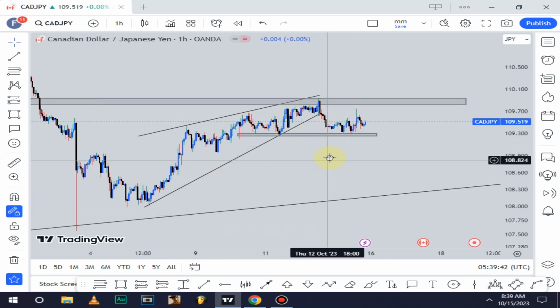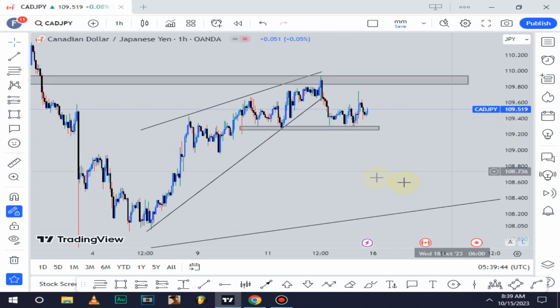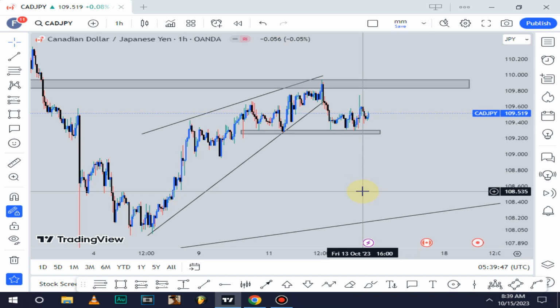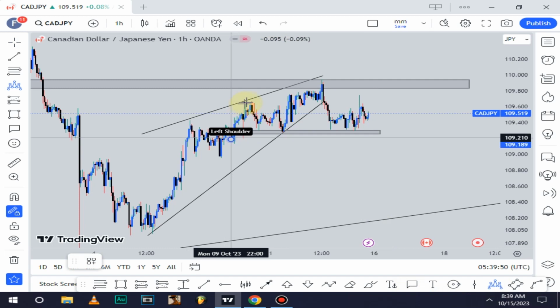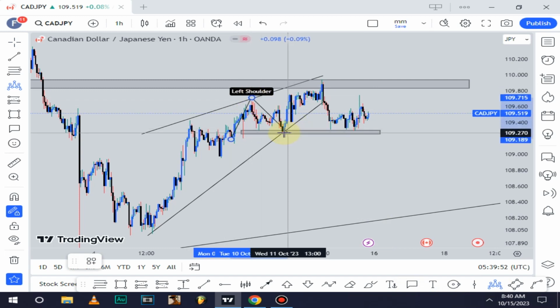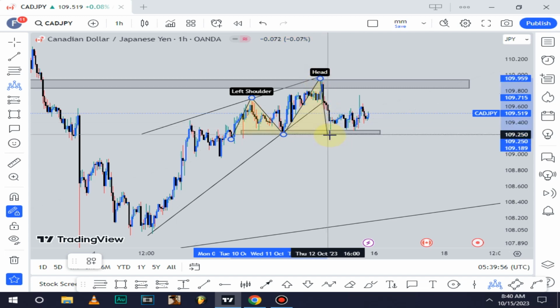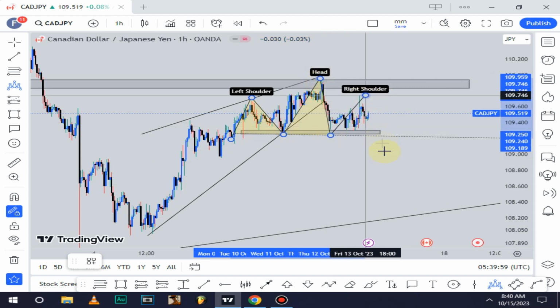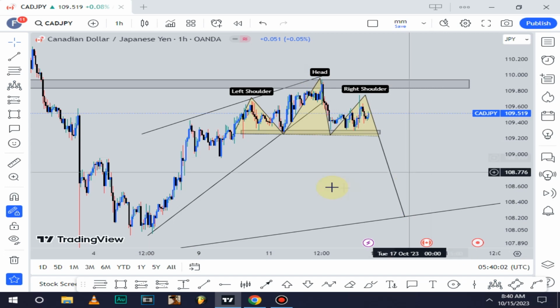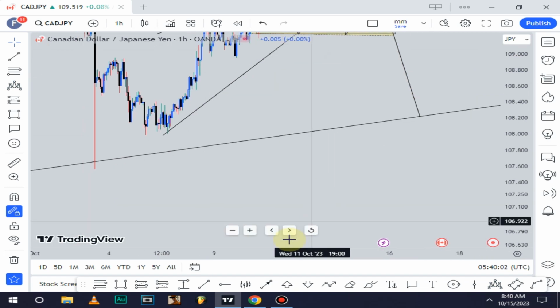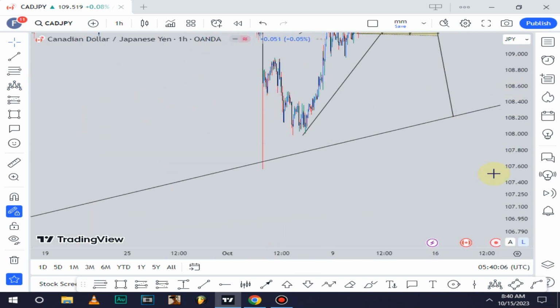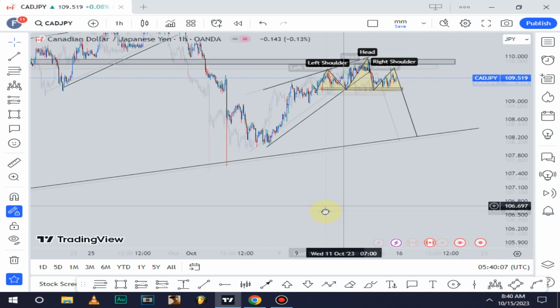So what do we do next? I'm seeing some sort of a reversal once again. This is amazing. A head and shoulders. Left shoulder, neckline, head, neckline, right shoulder. This is awesome. Really, really awesome.